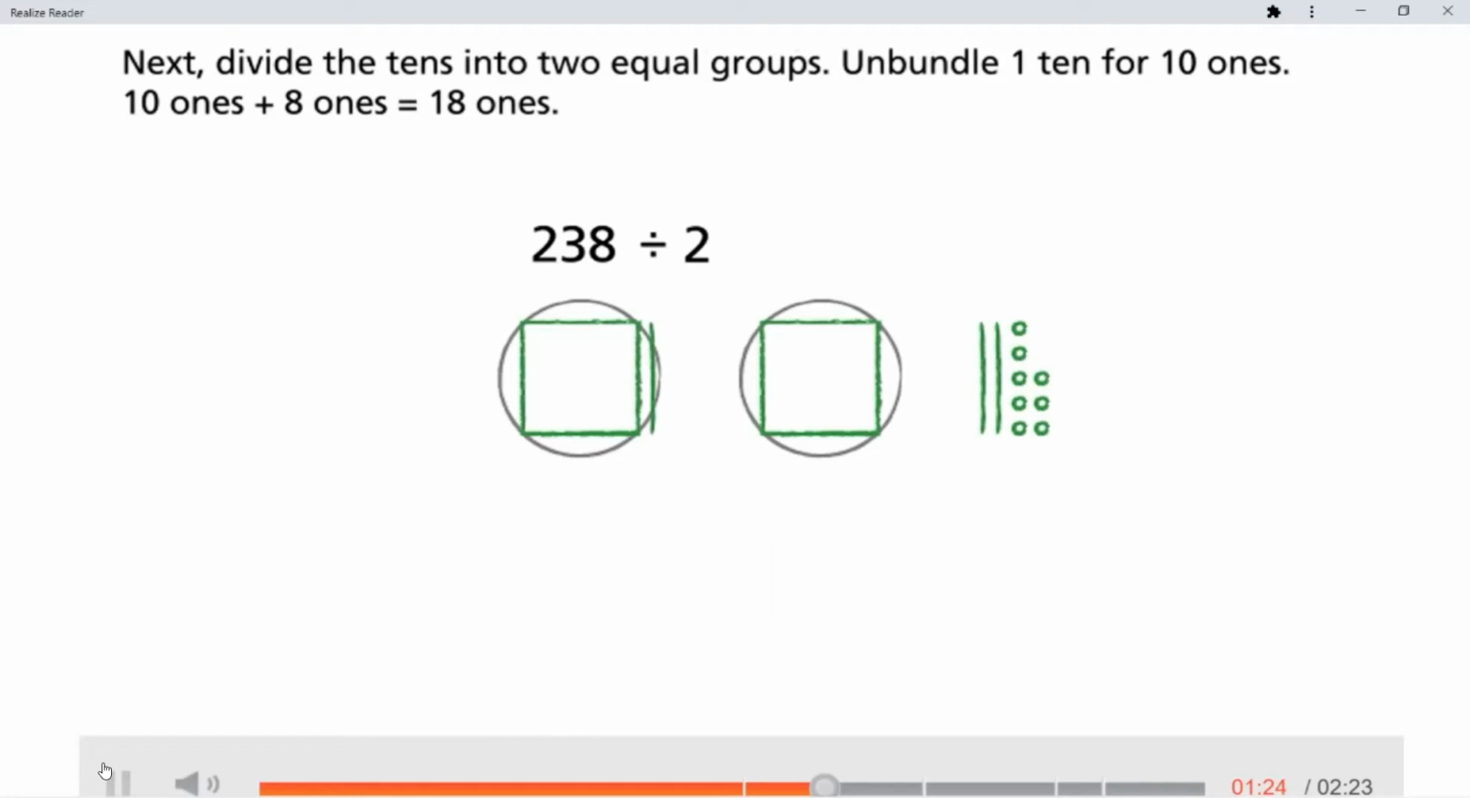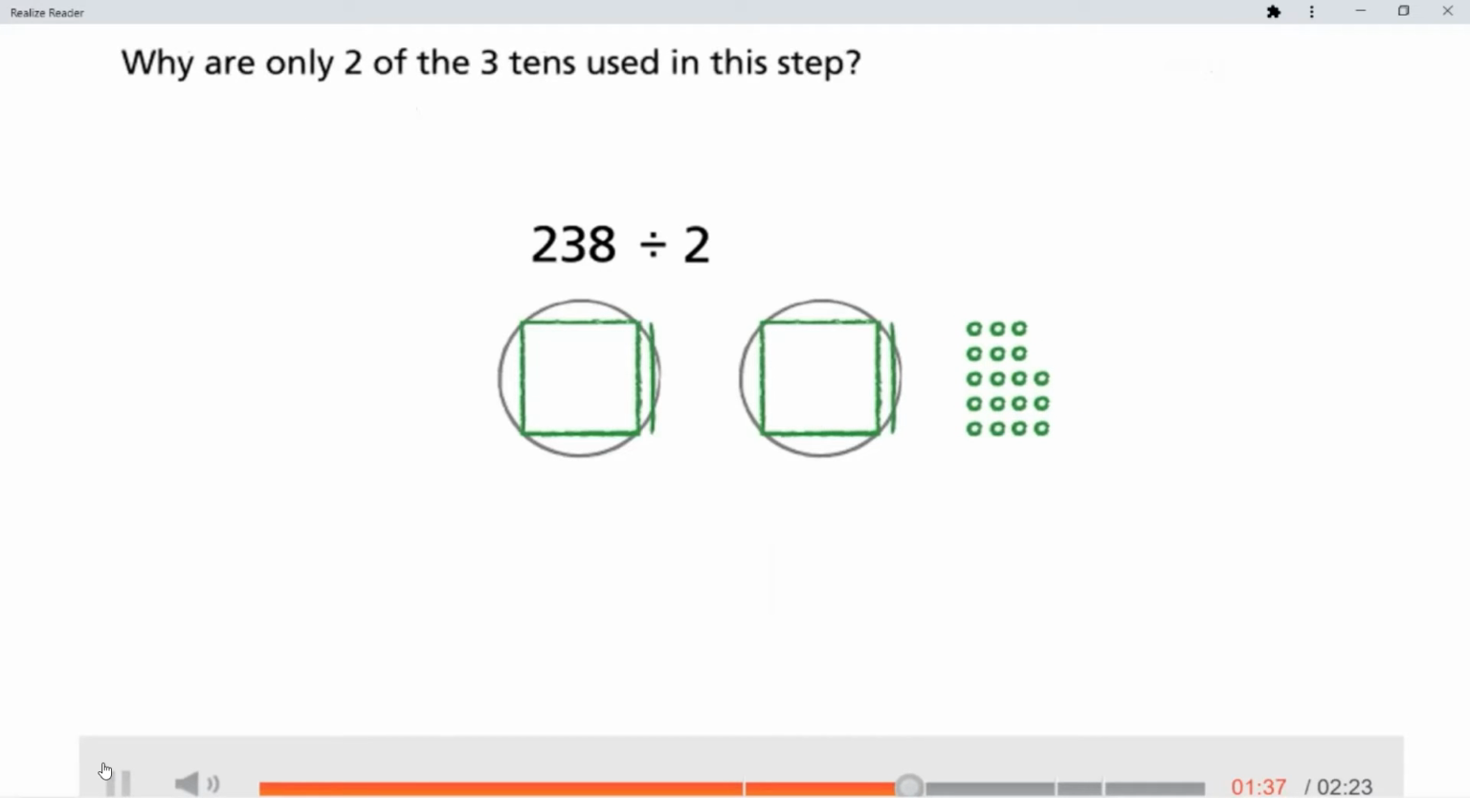Next, divide the tens into 2 equal groups. Unbundle 1 10 for 10 ones. 10 ones plus 8 ones equals 18 ones. Why are only 2 of the 3 tens used in this step?